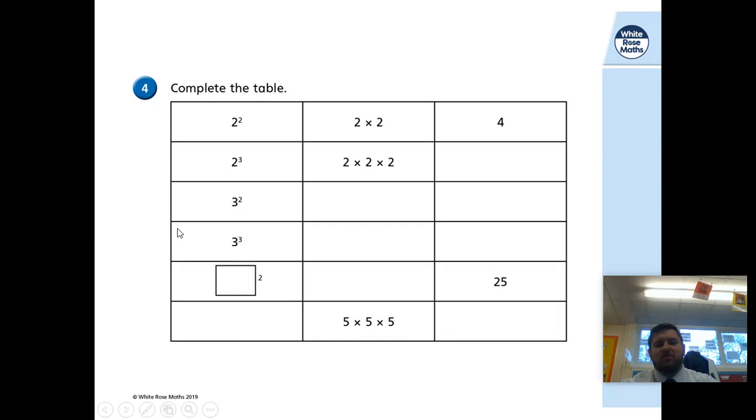One of your questions that you're going to solve today looks very similar to this table here. You can see that when there's a little 2 next to the 2, we do 2 times 2. When there's a 3, we need 3 lots of the 2. And then our answers to each calculation are going in the end box here.